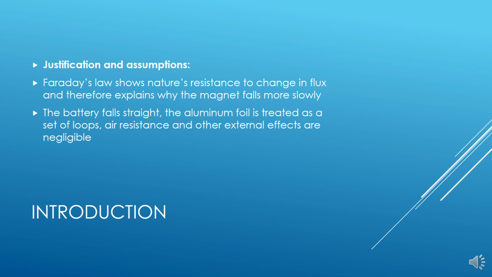Some justifications and assumptions made in this lab are that Faraday's law shows nature's resistance to change in flux, and therefore explains why the magnet falls more slowly and allows us to use the previous equations, and that the magnet falls straight. The aluminum foil is treated as a set of loops, and air resistance and other external effects are negligible.